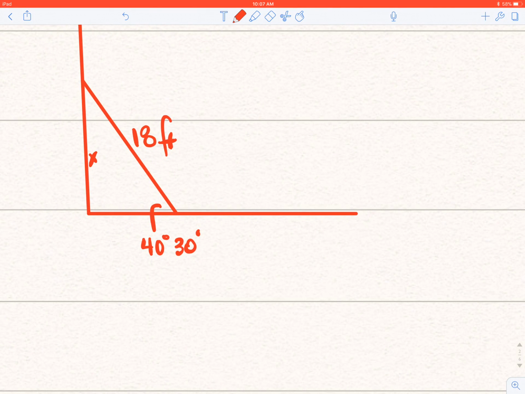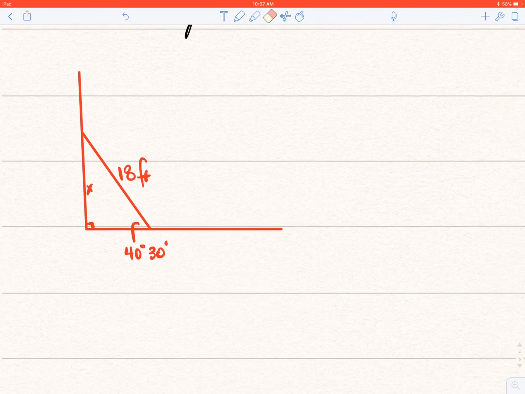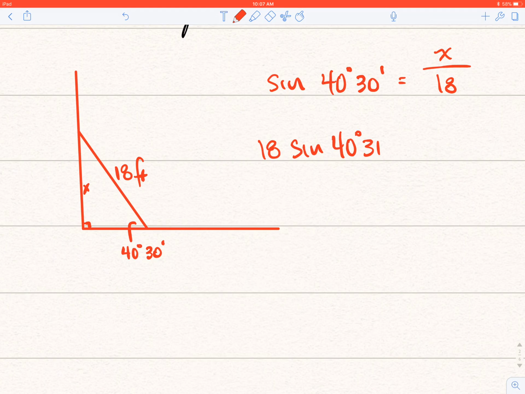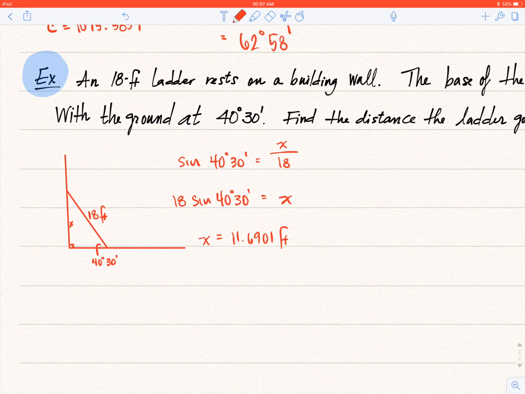So once again, focus on the one angle you have. This is going to be my opposite side, and this is my hypotenuse, since this is a right angle. So opposites and hypotenuses are going to be taken care of by sine. So I have sine of my angle, 40 degrees 30 minutes, is equal to opposite x divided by hypotenuse, 18. Multiply on both sides by 18. Plug that into your calculator. And you should get an x value that is 11.6901 feet. It doesn't tell us how to round, so we're using 4 places, Robert's rounding rules.